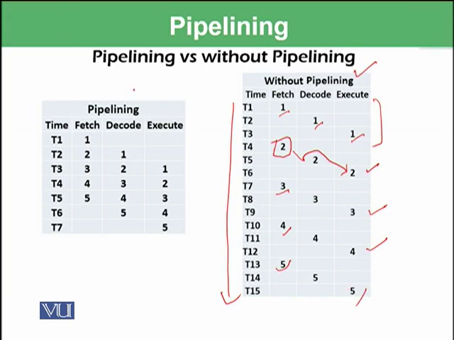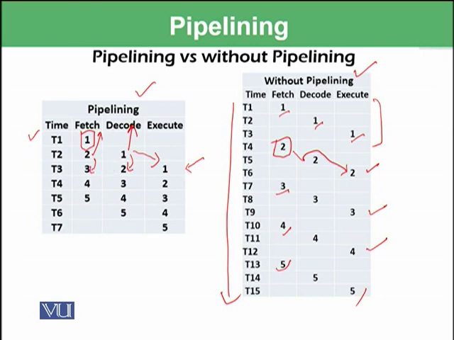However, using pipelining, at time T1, let's fetch instruction number 1. But at time T2, let's do 2 things. First, we decode instruction number 1, and second, we fetch the next instruction, instruction number 2. And at time T3, we execute instruction number 1, decode instruction number 2, and fetch instruction number 3.